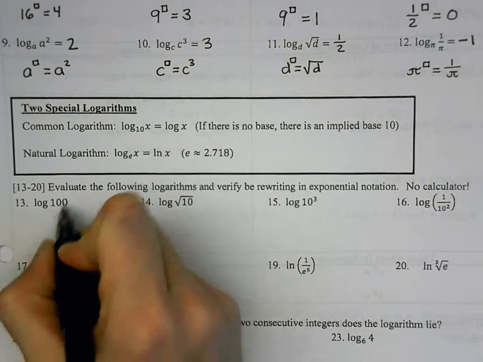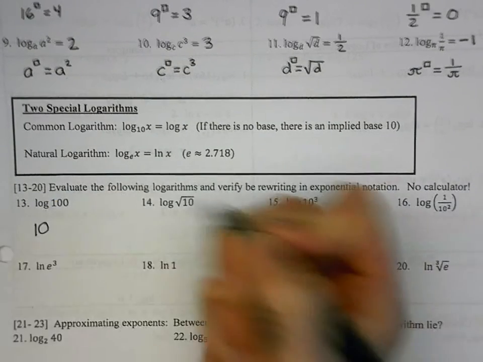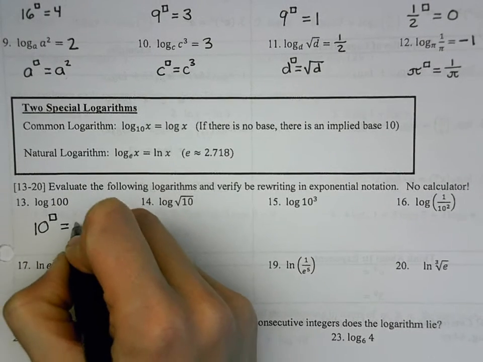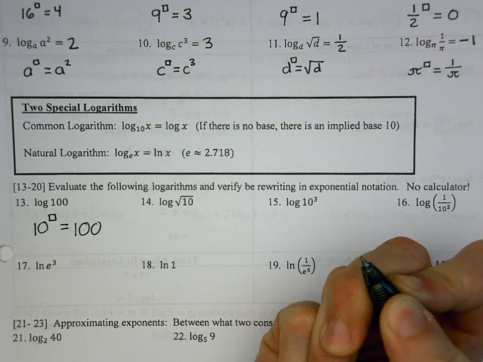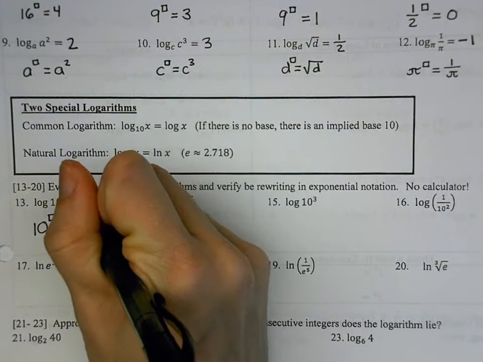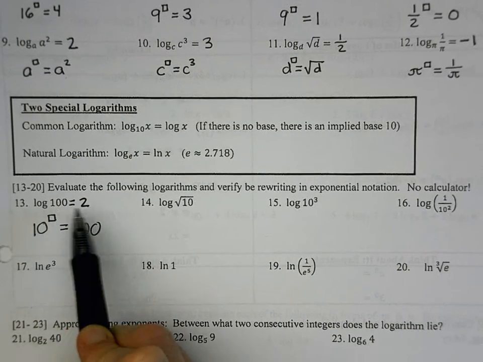13, we notice that we have a log without a written base. That tells me that that base is 10. And so the question is, well, what is that exponent so that I would get 100, which is the value inside the logarithm? Well, in this case, that exponent would need to be 2, because then 10 squared would be 100, and so log base 10 of 100 is 2.